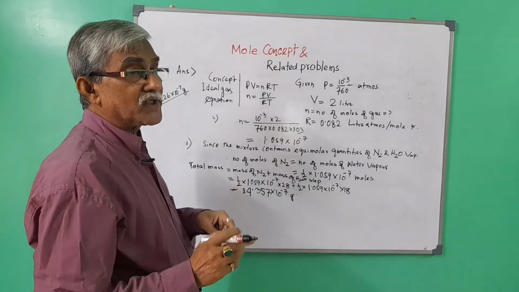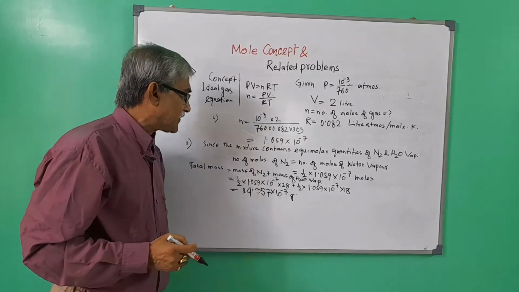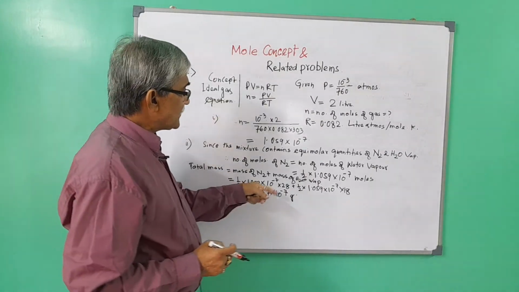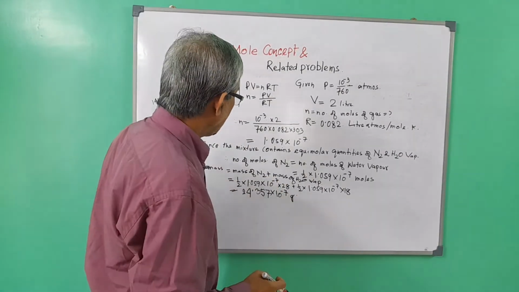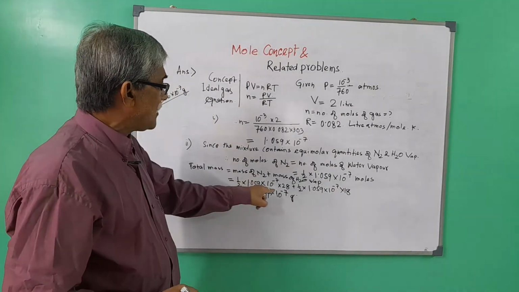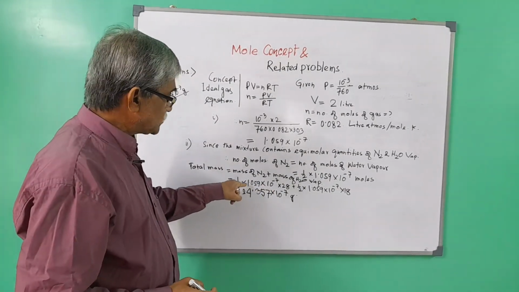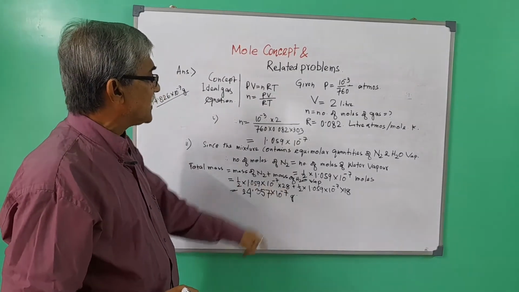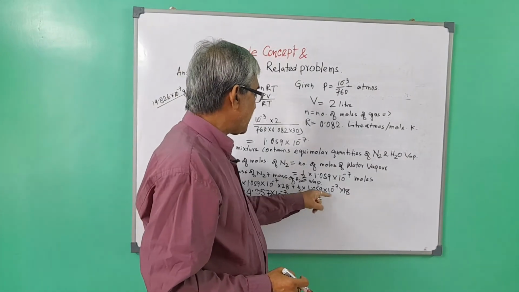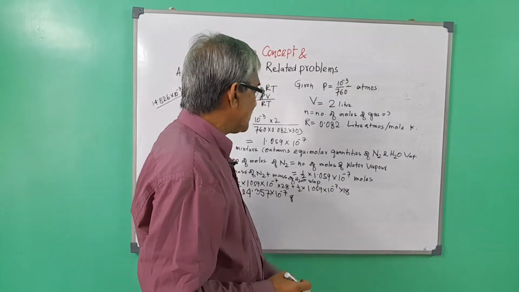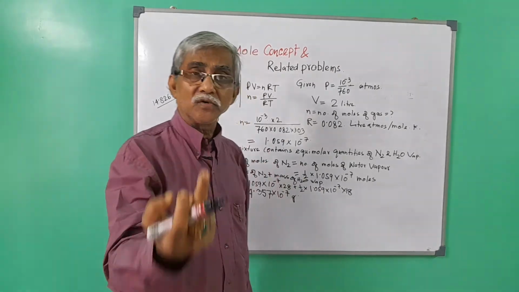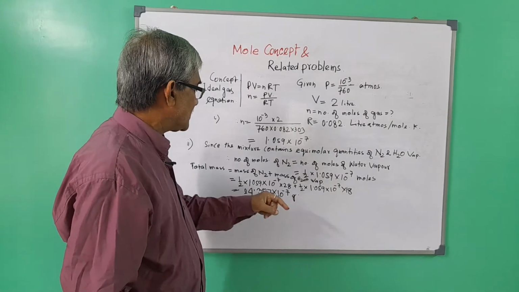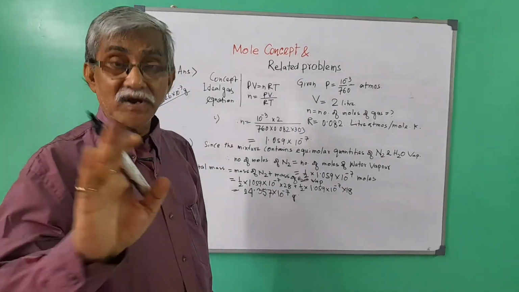Now that was not the question. The question was, what is the total mass of the gas mixture? Total mass of the gas mixture means the mass of the nitrogen plus the mass of the water vapor in the mixture. That equals half into 1.059 into 10 to the power minus 7 into the molecular mass of nitrogen, that is 28, plus half into 1.059 into 10 to the power minus 7 into 18. 18 is the molar mass of water. If you work it out, it comes to 24.357 into 10 to the power minus 7 gram.